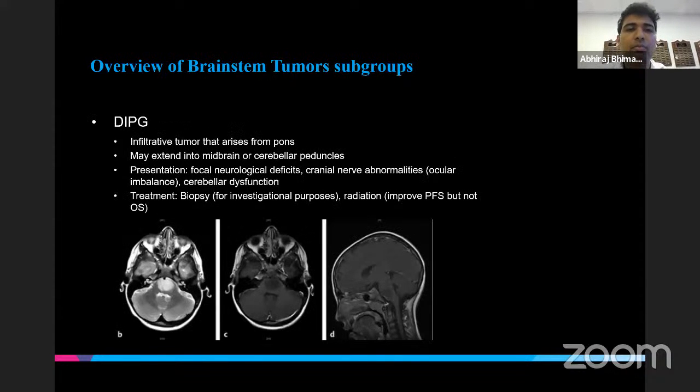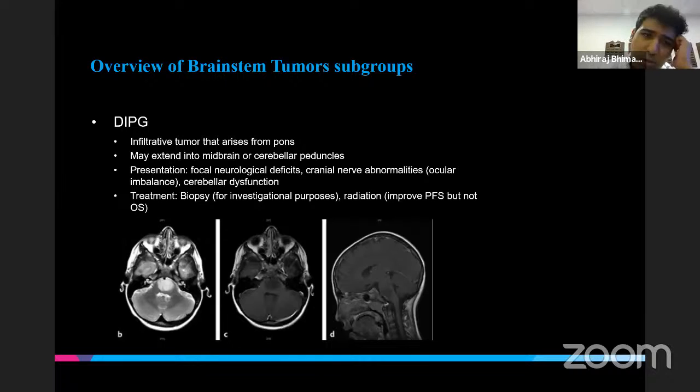Next slide. All right, so we're going to start off with diffuse intrinsic pontine gliomas. These are very infiltrative tumors that arise from the pons, however, they may extend into the midbrain or the cerebellar peduncles. Initially, the kids present with focal neurological deficits, including cranial nerve abnormalities, as well as cerebellar dysfunction.